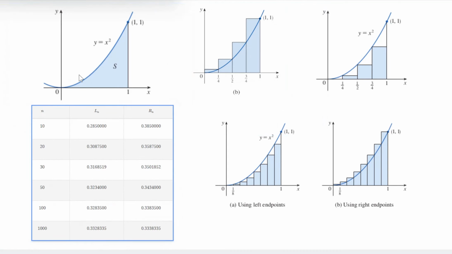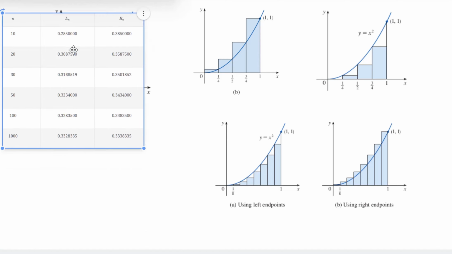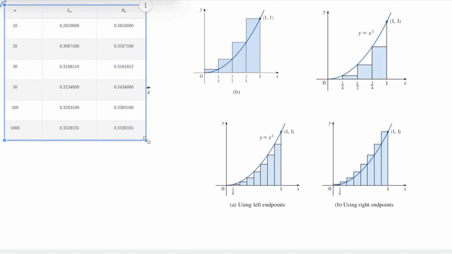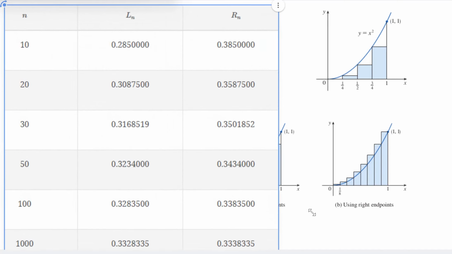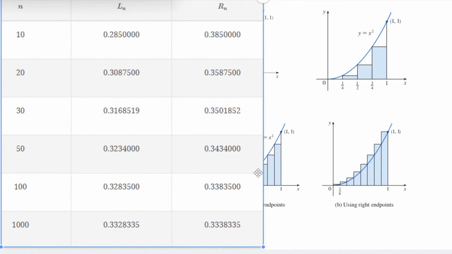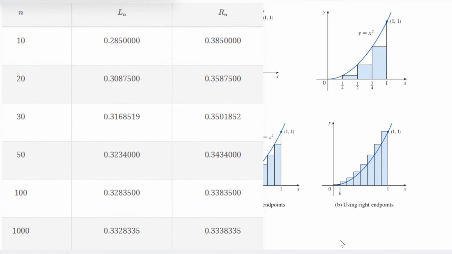So it would be that original curve right there. So what they did was, they did this. So if I did 10 rectangles, the sum of the left, which is the one underneath, was 0.285, and the sum of the right was 0.385.